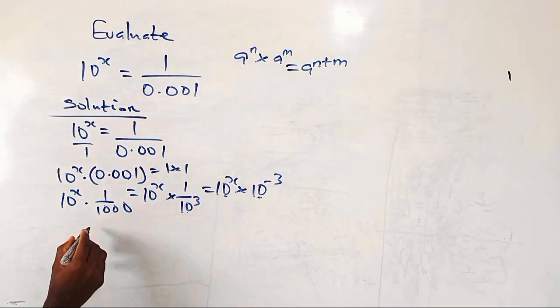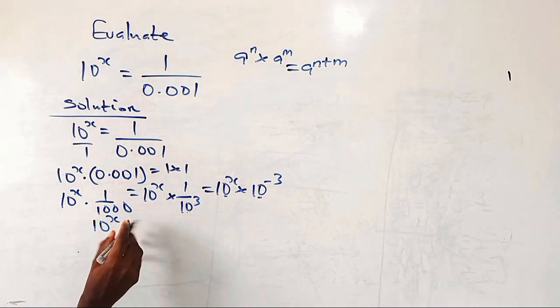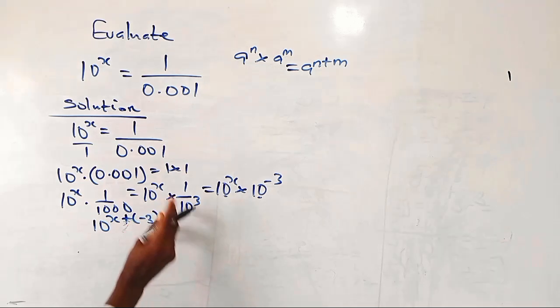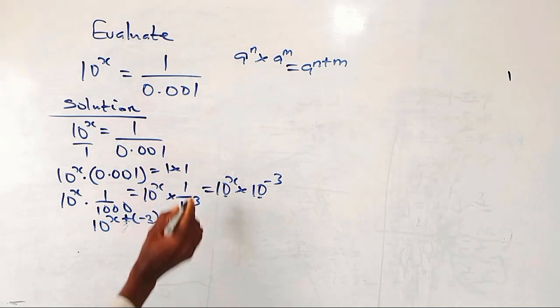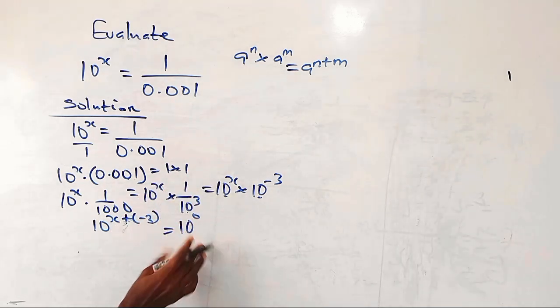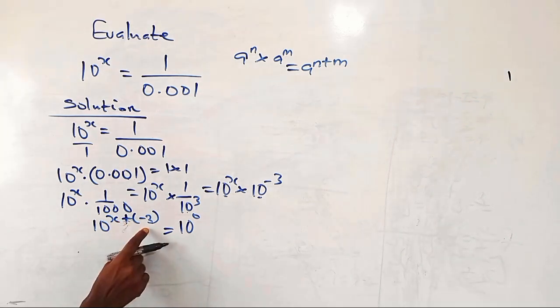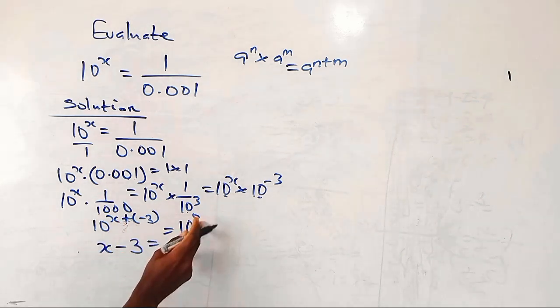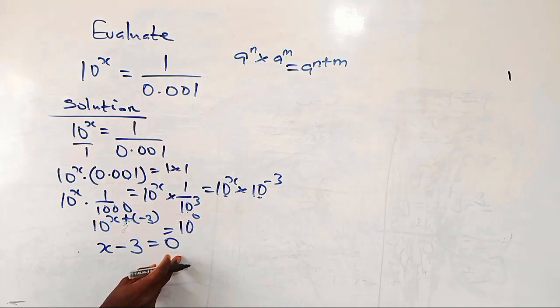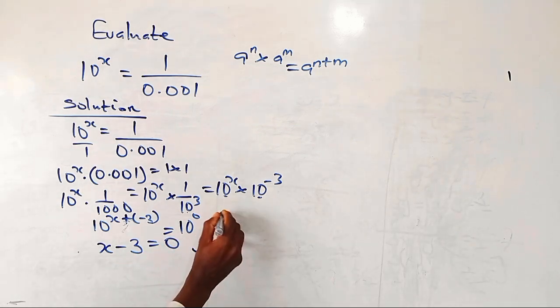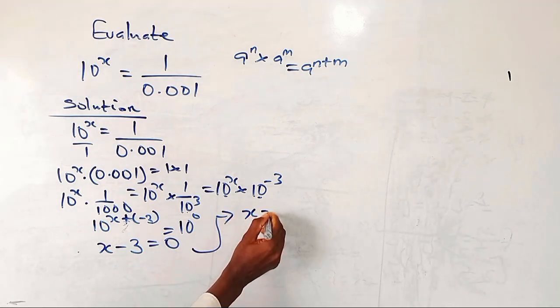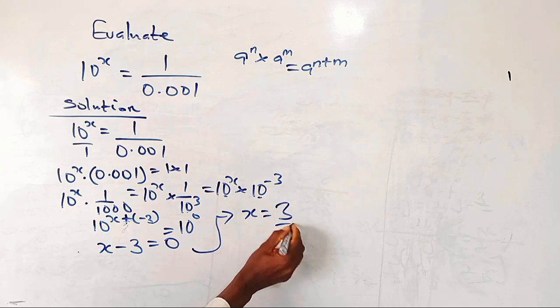So we apply it and we have 10 raised to power x plus minus 3 equals, so for 1 times 1 is 1, which is the same as saying 10 raised to power 0. Okay, so here I have x plus times minus is minus 3 equals 0. So x minus 3 equals 0, which means x equals 3.